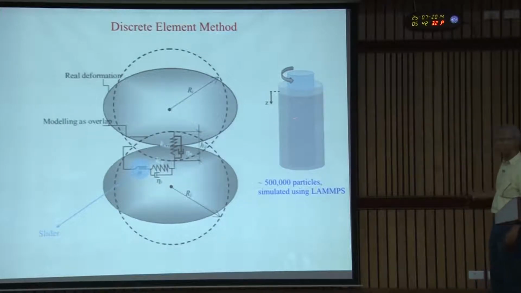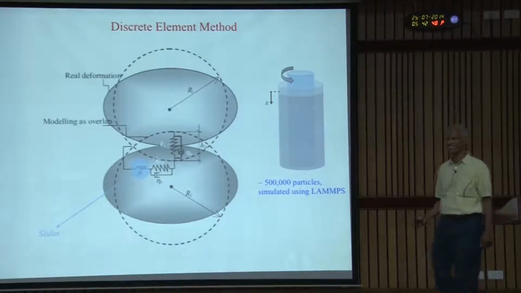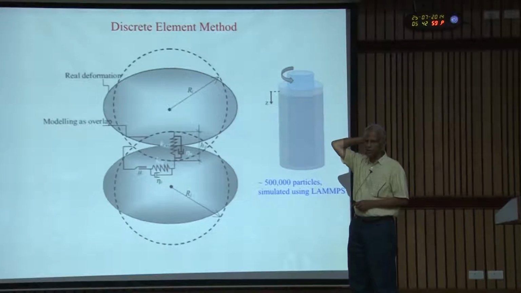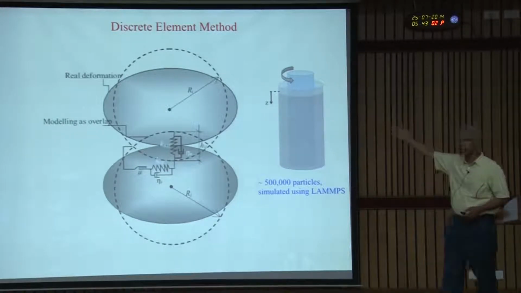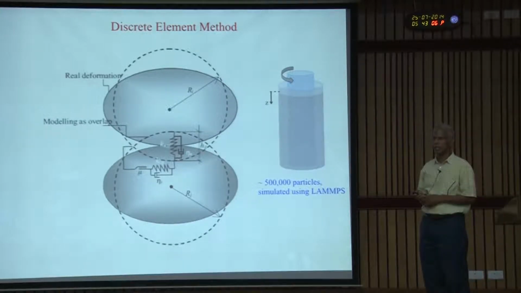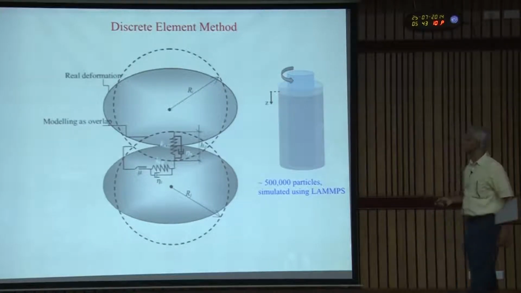We filled up this column with about 500,000 particles, and we used the simulation package called LAMMPS, Large-scale Atomic/Molecular Massively Parallel Simulator, I think. That's what it stands for. The particles are almost rigid, so this picture is highly exaggerated. The maximum deformation is less than 1% of the radius. So this is just a schematic.